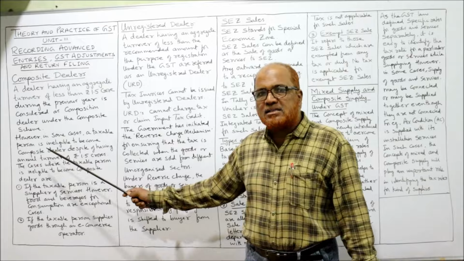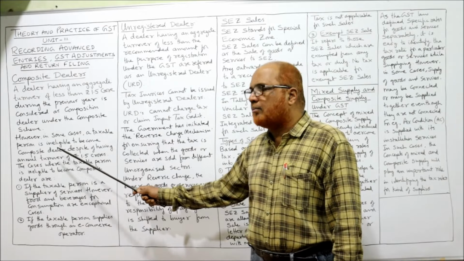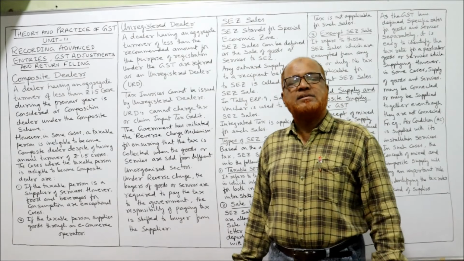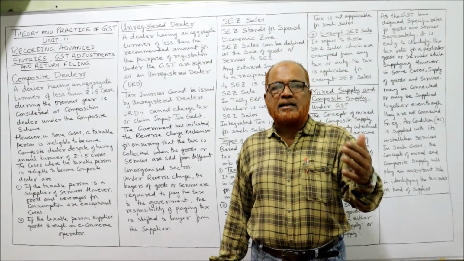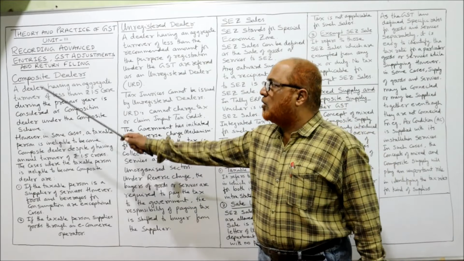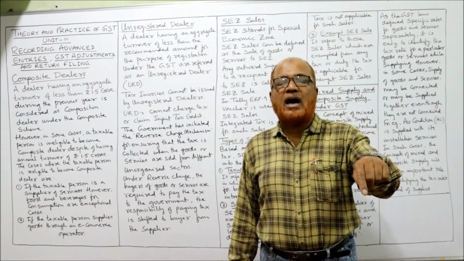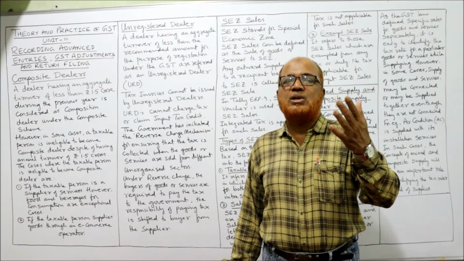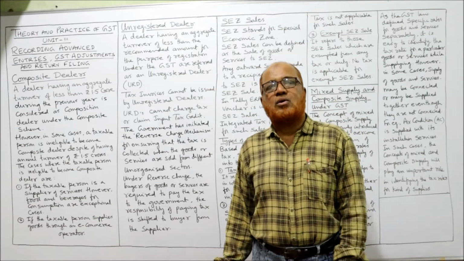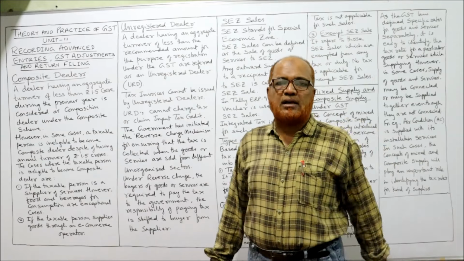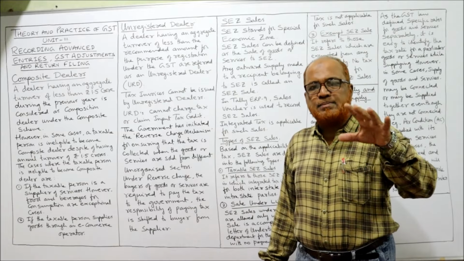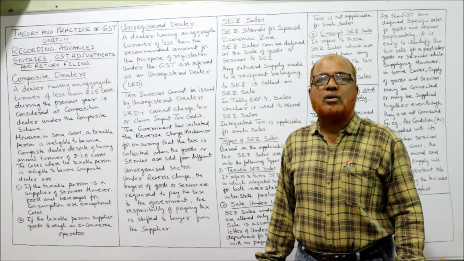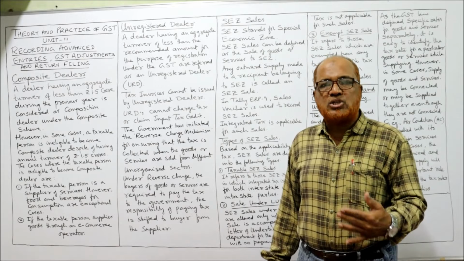However, in some cases, a taxable person is ineligible to become a composite dealer despite having annual turnover below 1.5 crore. Sometimes a taxable person will not be eligible to be called a composite dealer even if the annual turnover is less than 1.5 crore. In which circumstances will he not be treated as a composite dealer? Two cases are given. In these two cases, despite the turnover being below 1.5 crore, they are not called composite dealers. Which are the two cases?